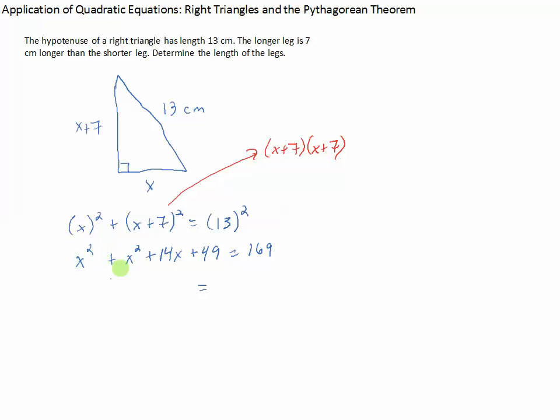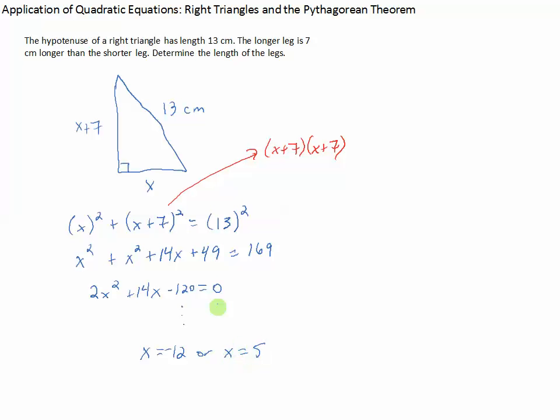Now maybe we'll combine all our terms and get 0 on one side. So x squared plus x squared is 2x squared plus 14x. And then if I subtract 169 from 49, I get negative 120 equals 0. And now solve this quadratic equation using whatever technique you like. This one in particular factors, so you can try that. It's a trinomial. Factor the 2 out first, of course. But when you do, you should end up with x equals negative 12 or x equals 5.